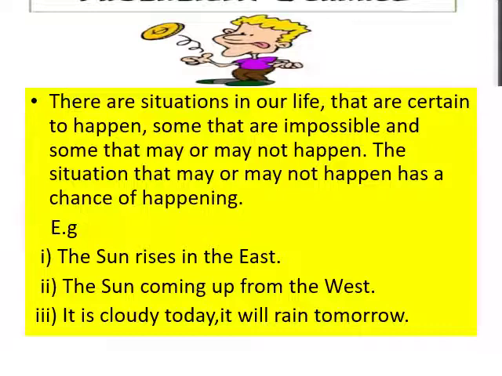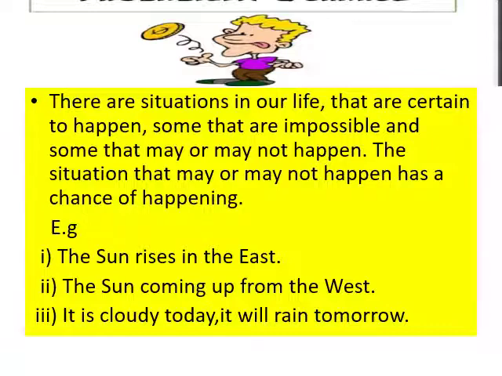For example, children, if today it is cloudy, it may rain tomorrow. There are chances of rain tomorrow. The situation that may or may not happen has a chance of happening. So, the chance of happening of an event is called probability. So, what is probability? The chance of happening of an event is called probability.